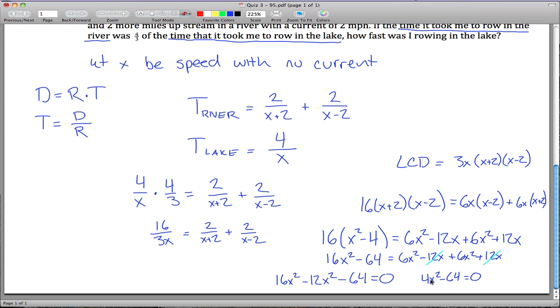I guess I could squeeze it in here. Divide by 4, and you get x squared minus 16 equals 0. Add 16 to both sides and take a square root, and you get x equals plus or minus 4. But we don't want the minus 4 because we're looking for speeds, and speeds should be positive. So how fast was I rowing in the lake? That's the thing we're calling x, is 4 miles per hour. And that's the answer and the end of the quiz.